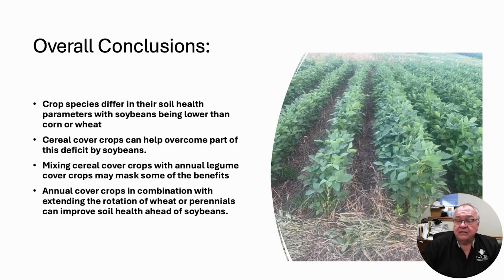Cereal cover crops can help overcome part of this deficit, but what we've really found is that having wheat in the rotation is what can make a big difference. Mixing the cereal crops with an annual legume can mask some of these effects and equal them to corn. Annual cover crops, in combination with an extended rotation with wheat or perennials, can improve soil health indicators in the soybean phase of a rotation.